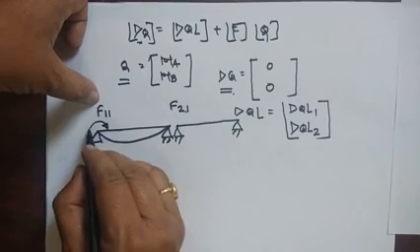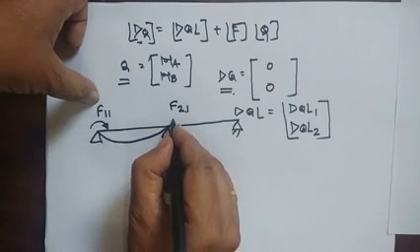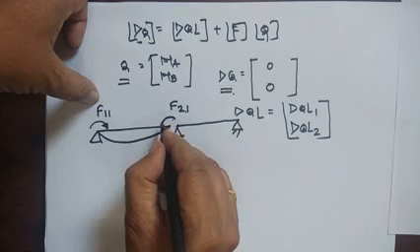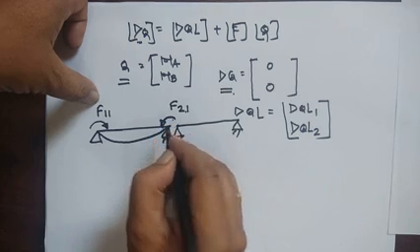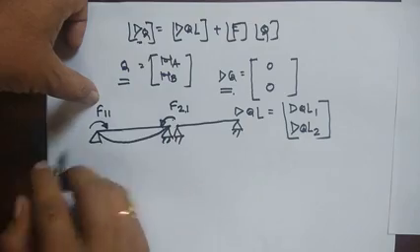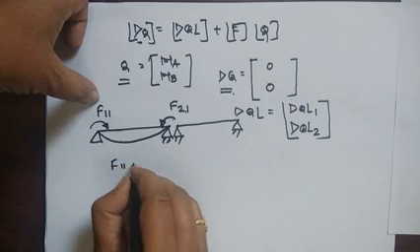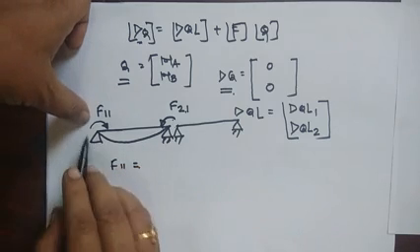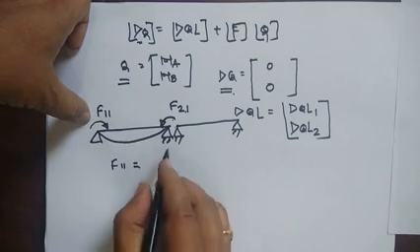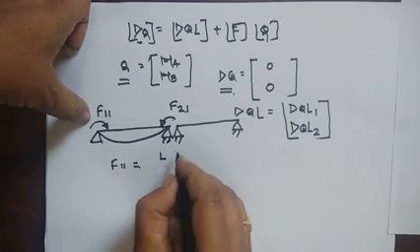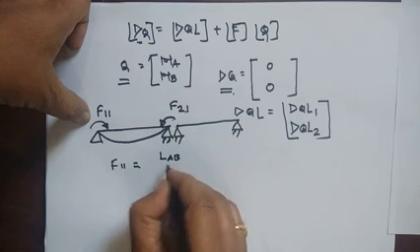Okay. Now due to this rotation, rotation is developed at the point 2. So our F11, that is equal to, due to this unit rotation, the flexibility is the L of this AB divided by 6EI.